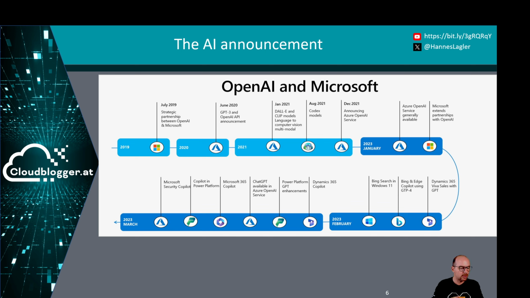And when it comes to the security perspective, in March 2023, Microsoft announced the Microsoft 365 Copilot, also the Microsoft Security Copilot, and Microsoft Azure Copilot is right now in preview. So you can see here we are starting in 2019 with the OpenAI and Microsoft story, and it's March 2023, the last announcement, and now we have 2024 and we have a lot more announcements available about OpenAI and Microsoft Copilot.